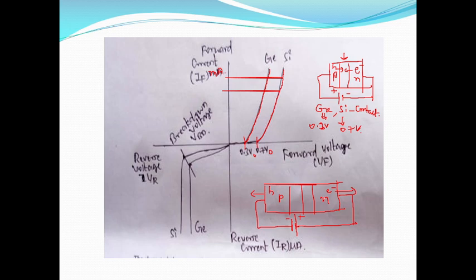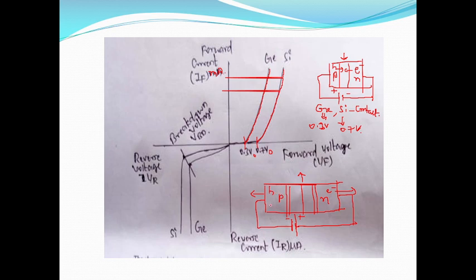So due to the flow of these charge carriers towards the terminals, what happens? The potential barrier increases, which means there is no flow of current. There is no flow of current due to majority charge carriers.